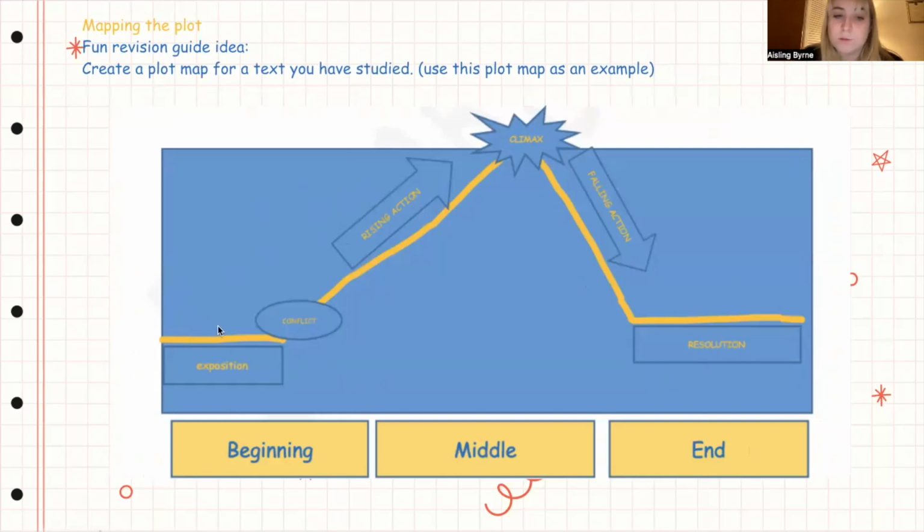So we've got the exposition. This is where we start off. This is where we first meet our first character. And then maybe we reach our first little bit of conflict here. And that's where we start to go up.